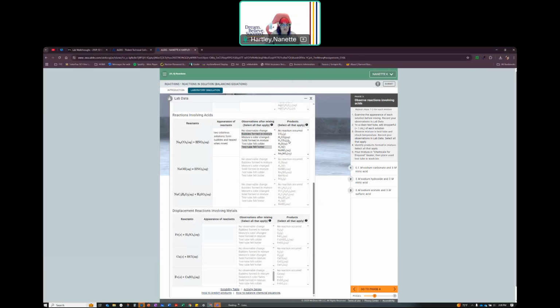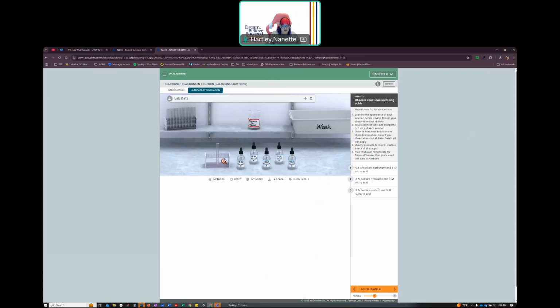Now, select products. So the products that I get out of this are CO2 gas, H2O liquid, and then the NaNO3. Those are my products. Now I'm going to minimize this, zoom out, and dispose of this and get rid of that. Cool, that was fun. So now I need to know, where is the sodium hydroxide?